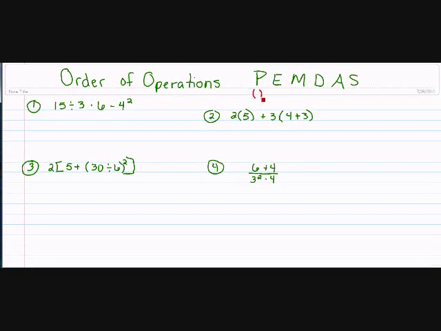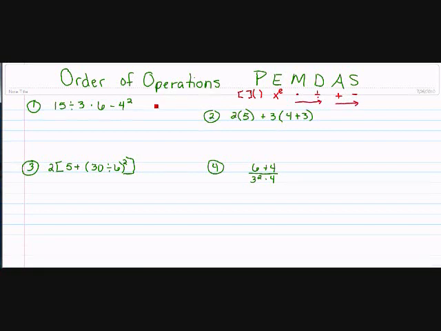PEMDAS. P stands for parentheses or brackets. E stands for exponents. M stands for multiplication. D stands for division. A stands for addition. And S stands for subtraction. Now we do all multiplication, division, left to right, and then we go through the problem and do all addition, subtraction, left to right. If you don't do this, you're going to get a different answer.